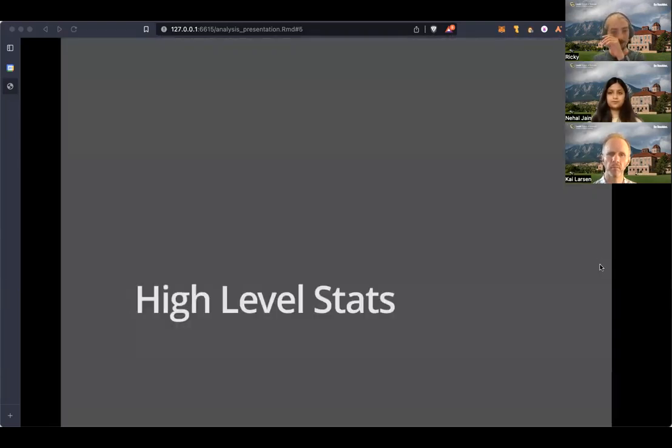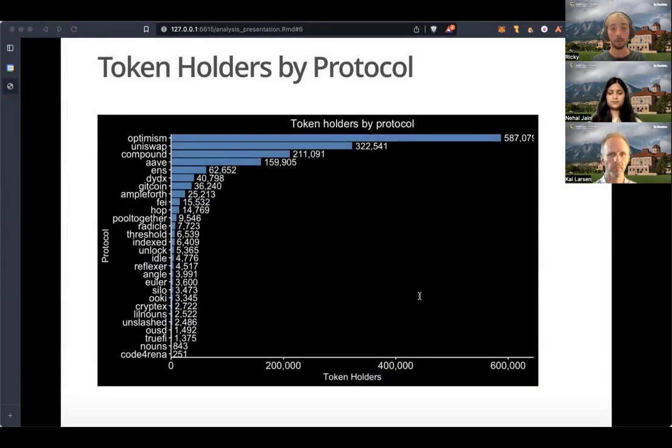To kick things off, we can first look through some very high-level statistics that we've pulled for each protocol through their subgraphs. For example, we can see the total number of token holders for each protocol, which can start to give us a sense of how the different DAOs compare to each other in terms of size. Here we can see that Optimism, Uniswap, Compound, and Aave have a fair amount more token holders than other protocols we're covering today. They tend to be larger, more well-known projects.